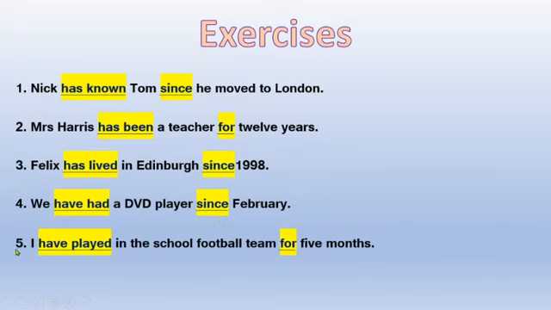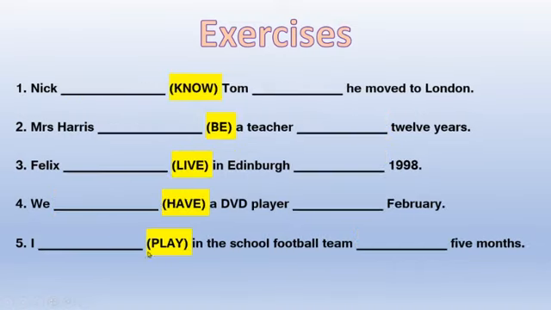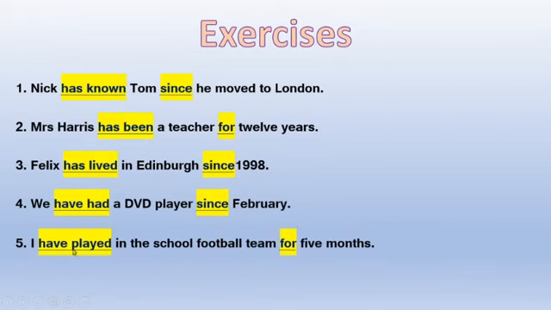And the last one, 5. I have played in the school football team for 5 months. Now, I, the verb played in past participle, played, because it's a regular verb. I have played in the school football team for 5 months. For, because it's a period of time, 5 months. Don't forget, since for dates, months, etc., and for for a period of time.